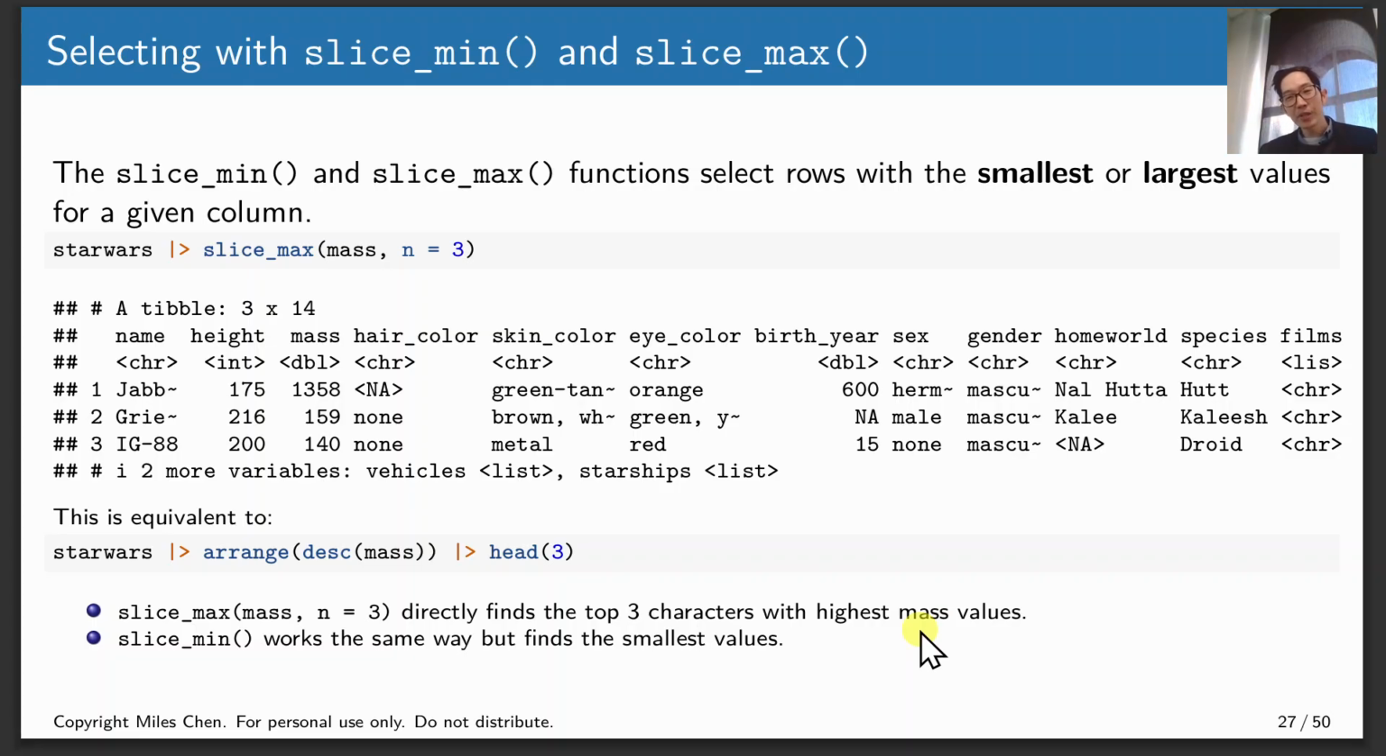Okay, we also have slice min and slice max. These will select your rows based on the smallest or largest values. So we could do Star Wars slice max, mass n equal to 3, and this will pick the 3 rows where the mass is the greatest. This is equivalent to saying Star Wars arrange in descending order by mass, and then slice the top 3 rows. So slice max gives you one simple command to do it, just because this is a fairly common operation that the authors said, let's give it its own dedicated operation. Slice min does the same thing, but it selects the smallest ones.